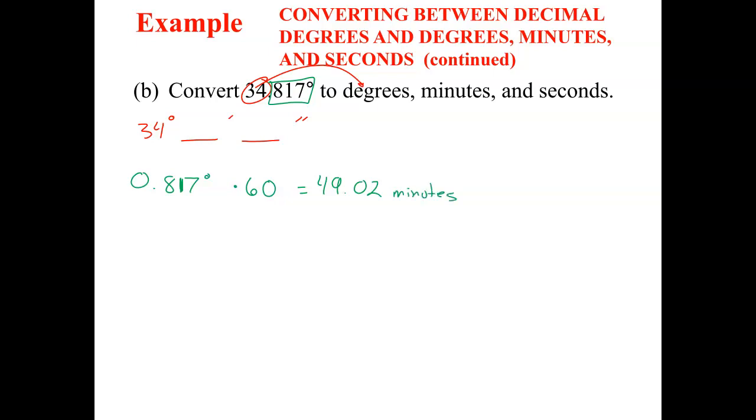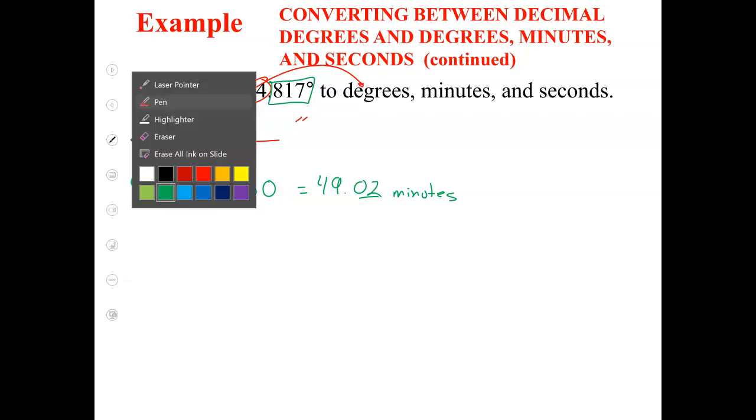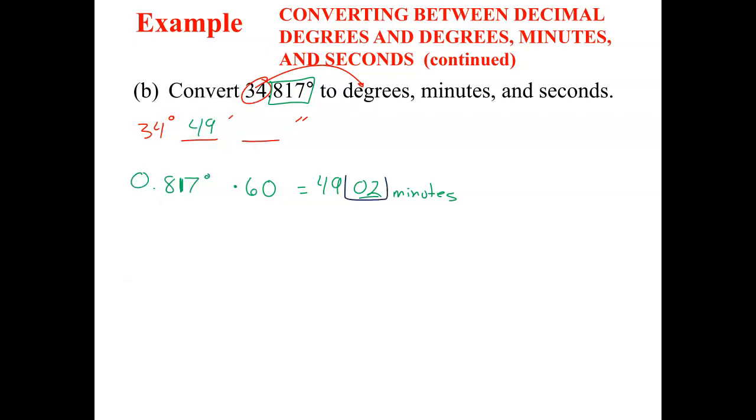So I have 49 minutes, and then I have some decimal of a minute. Again, the 49 is the minutes, so I'm going to focus on the decimal to get the seconds. 0.2 minutes times 60 gives me how many seconds?